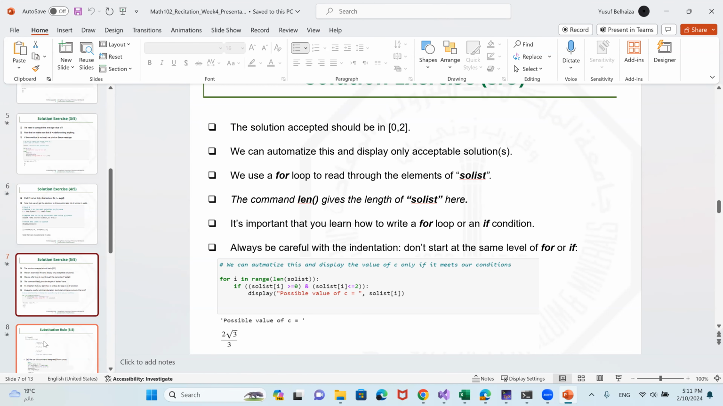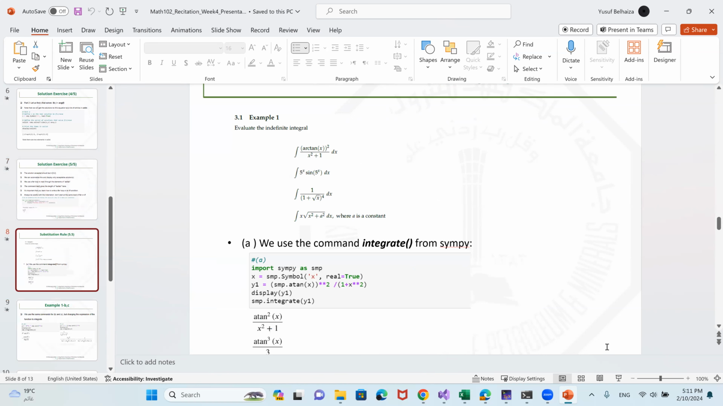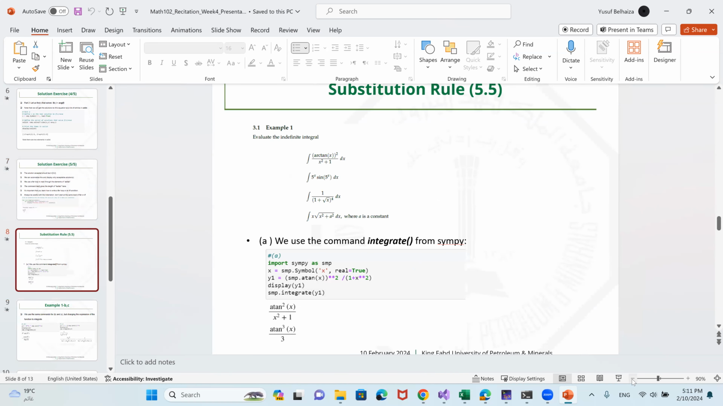Now we start the material for week 4. This part of the material is about what we call the substitution rule, which corresponds to section 5.5 from your textbook. There are many examples inside this exercise. We need to integrate arctan of x squared over x squared plus 1. Then 5 to the power x, sine of 5 to the power x. Then 1 over 1 plus root of x, all to the power 4. And finally x times root of x squared plus a squared, where a is a constant.